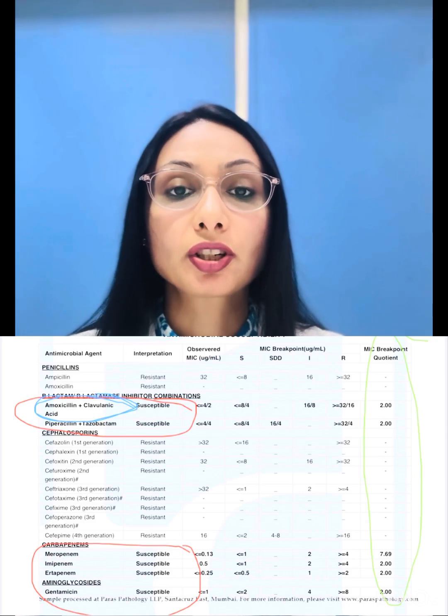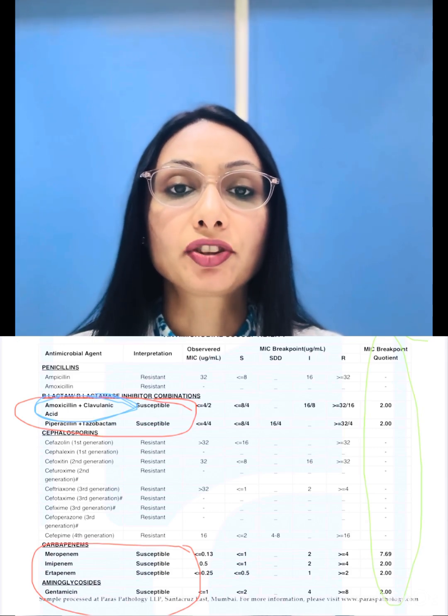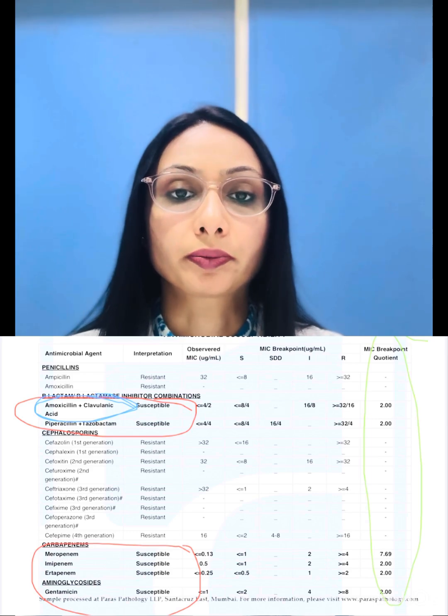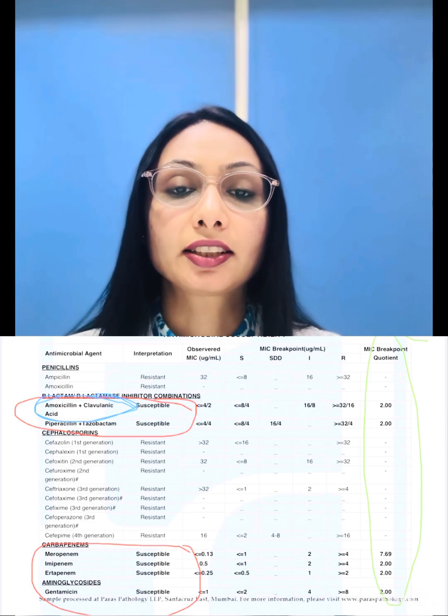But if the patient is hospitalized and already having an IV line, then I will consider all 6 drugs and I will check the MIC breakpoint quotient. Now, if you see, the quotient is highest for meropenem. So I will be selecting this drug, because the chances of developing resistance during therapy will be much less, especially if the therapy is prolonged, and this will give the best result.